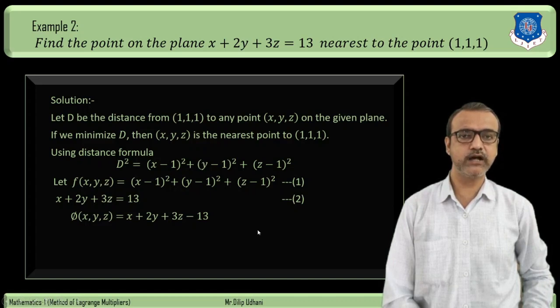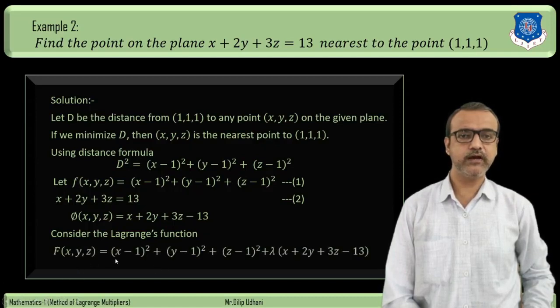Now we will form the Lagrange function. Consider the Lagrange function capital F, equals x minus 1 the whole square plus y minus 1 the whole square plus z minus 1 the whole square plus lambda into the condition, and that condition is x plus 2y plus 3z minus 13. So this is the required Lagrange function. Now we will differentiate this equation partially with respect to x, y, and z to find out the value of x, y, z on the given plane.